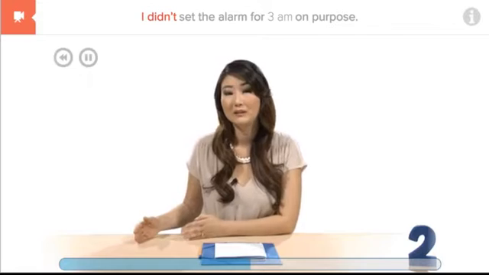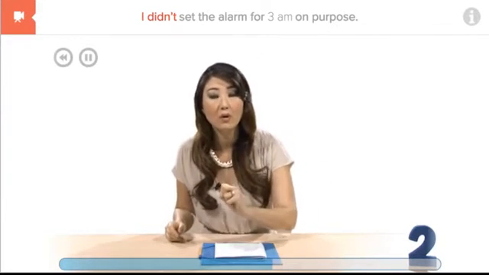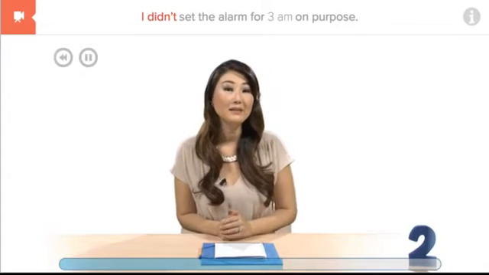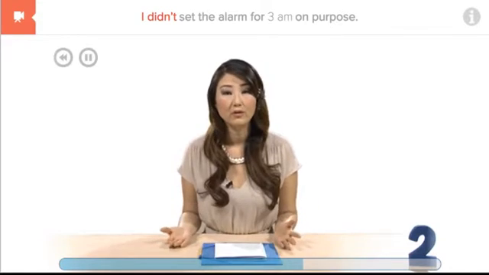Entonces, en pasado simple, para expresar el verbo negativo, usamos sujeto más el verbo auxiliar en negativo, didn't, más el verbo básico, el verbo infinitivo, pero sin to, ¿ok? I didn't go. Yo no fui. I didn't see him. Yo no le vi. I didn't do it. Yo no lo hice.